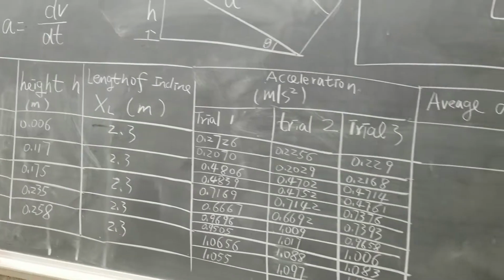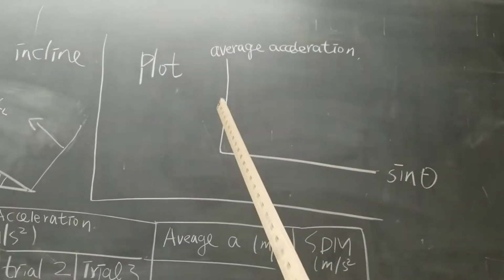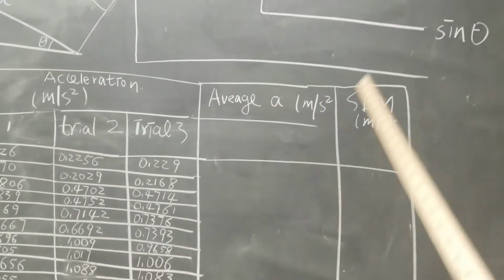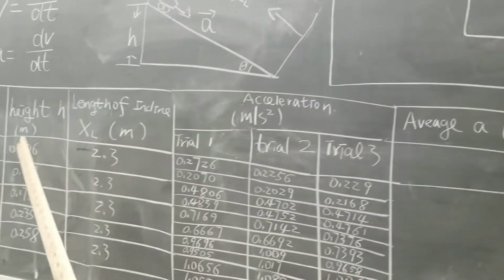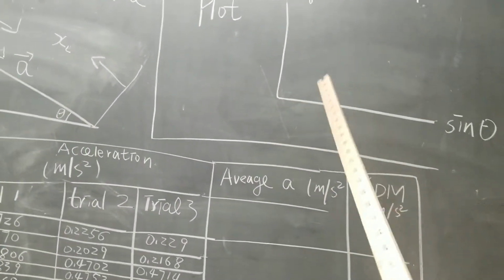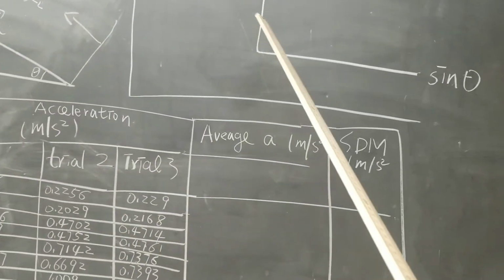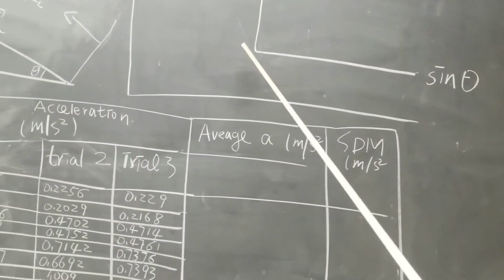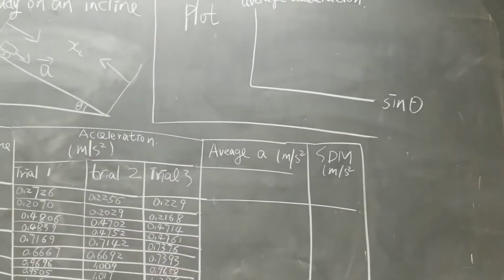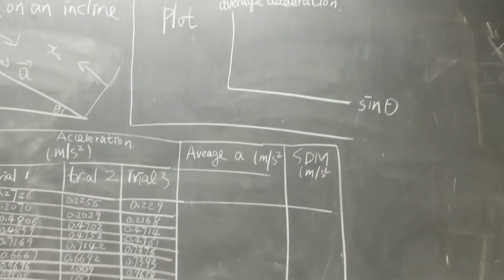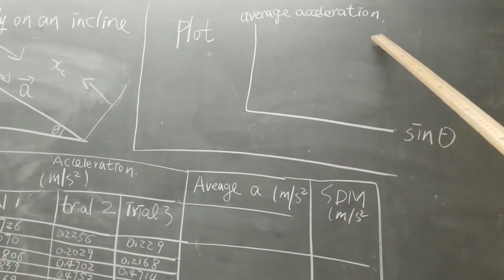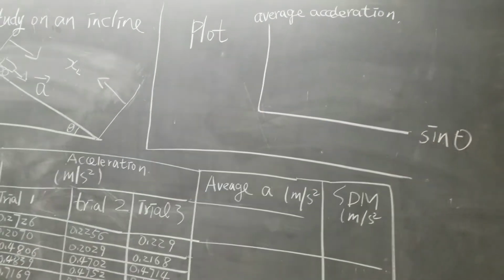After you finish the calculation, make a plot. The y-axis is the average acceleration from this column, and sine theta is calculated by the ratio of these 2 columns. We know the acceleration will increase when sine theta increases, so this will be a very good linear line. The slope of that line, theoretically, should be the free fall acceleration g. So if you try a linear fit of the plot, the slope should be around 9.8.